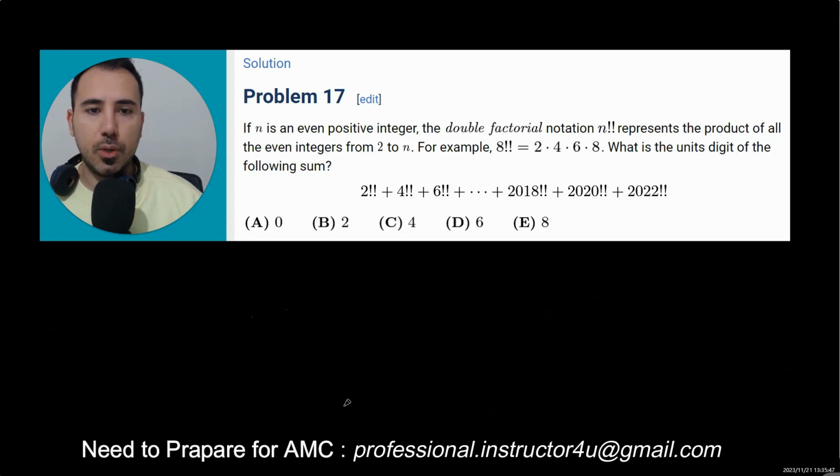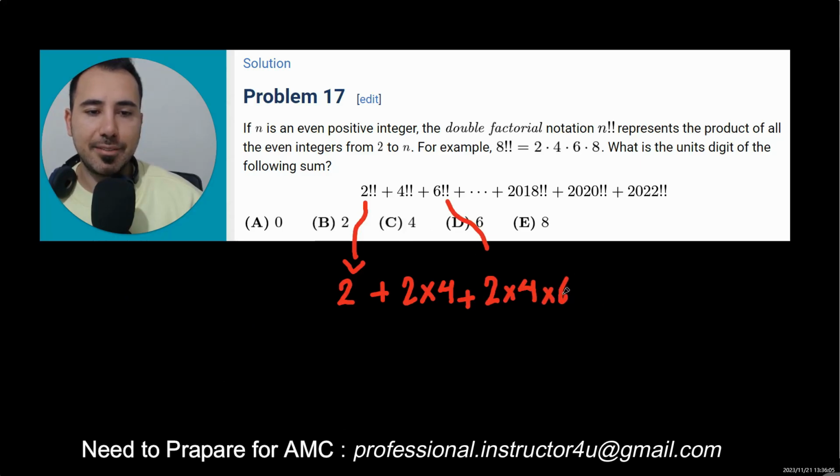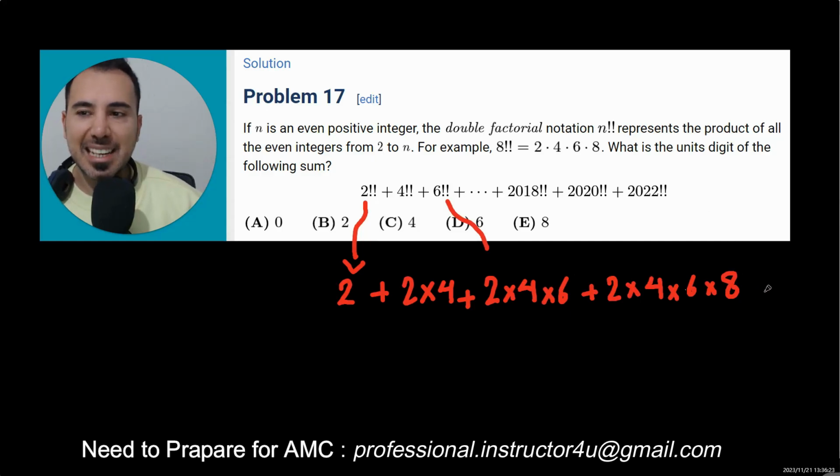Okay, so remember, we just have to continue. This will be 2 plus, this one will be 2 times 4. Okay, the last one will be 2 times 4 times 6. Okay, we just have to continue it a little bit more. 2 times 4 times 6 times 8. And that's it. The next one will have a 2 and a 5 in it. Okay, because I'm going to write the 10. The rest of them will have the unit digit of 0.